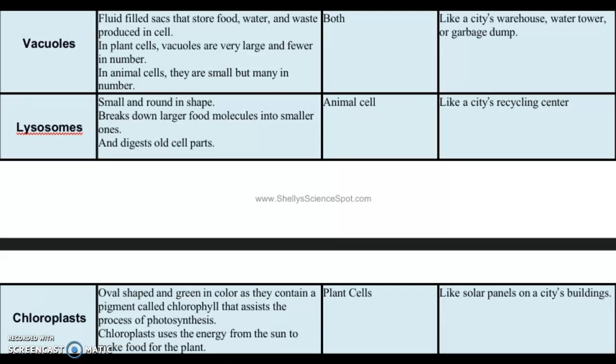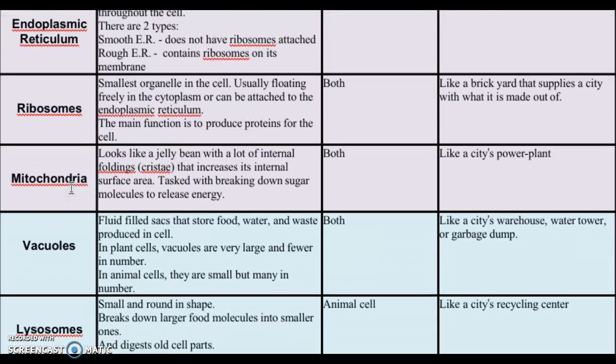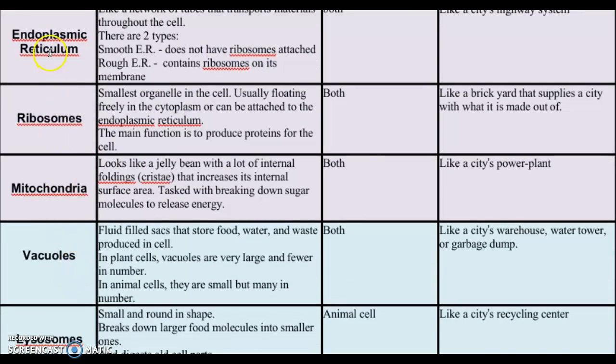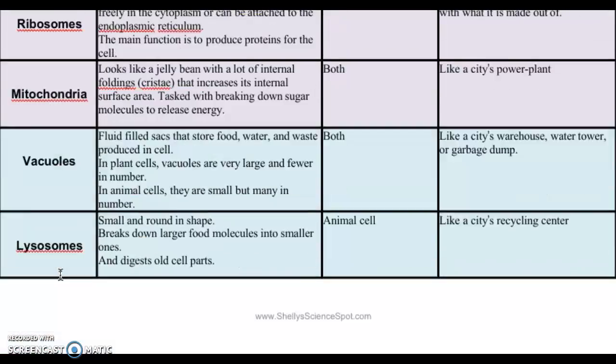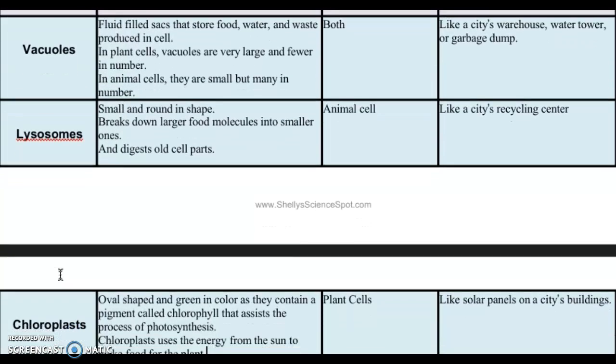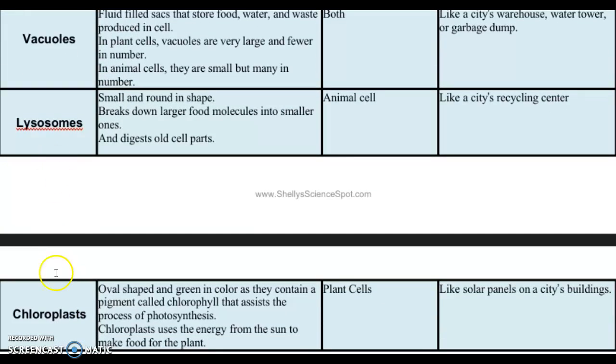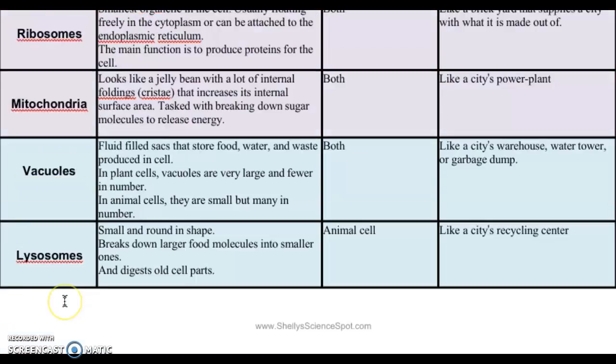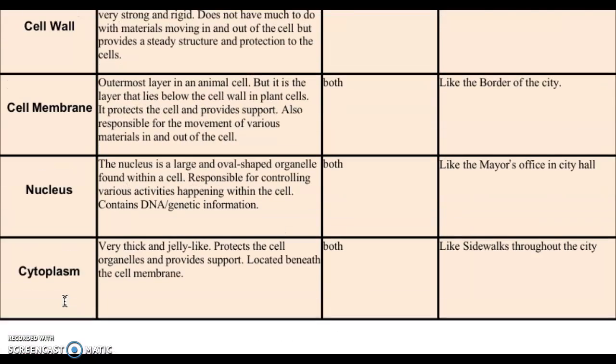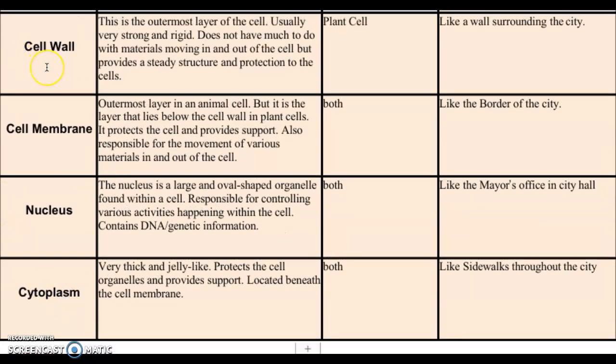Please be careful to remember those organelles that are present only in either plant or animal cells. There are a lot that are present in both. For example, all of these over here are present in both. We have only a select few that are present only in either of these cells. It includes ribosomes, chloroplast, and I believe cell wall. So these are the only three that are present in only one of the cells.